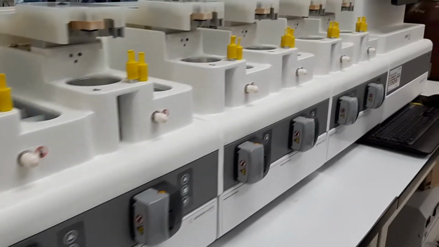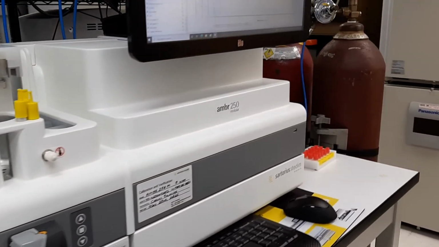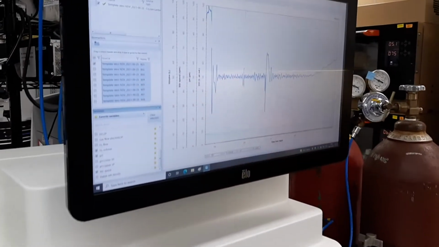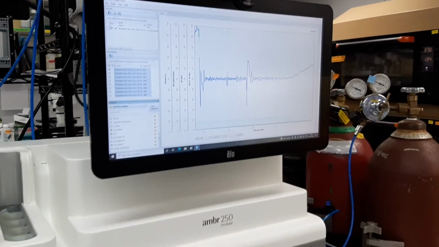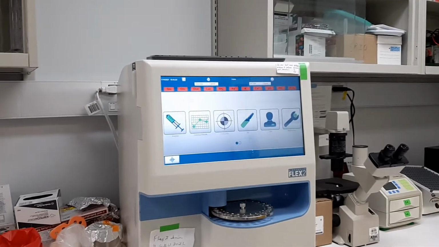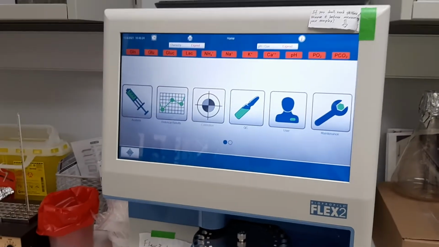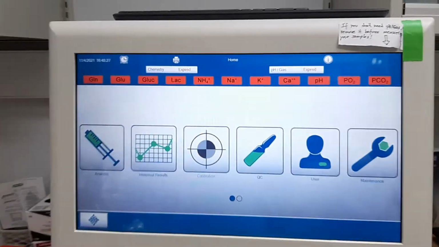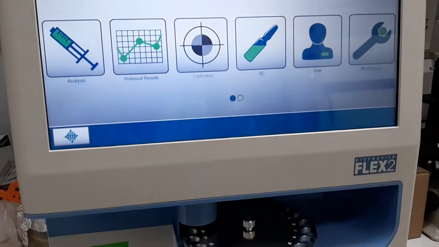The Ambr 250 modular is an expandable benchtop system that incorporates up to 8 fully integrated single-use 100 to 250 ml mini bioreactors for process optimization and process characterization. The Nova BioProfile Flex2 is a metabolite analyzer which quantifies the metabolites present in the culture, including glutamine, glutamate, glucose, ammonia, lactate, among others.